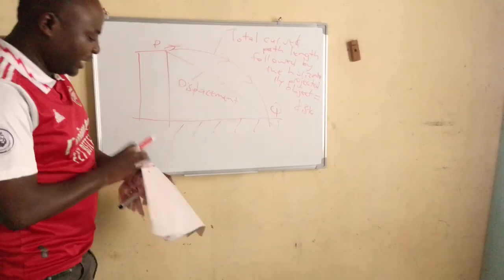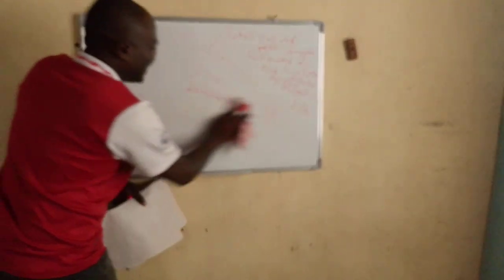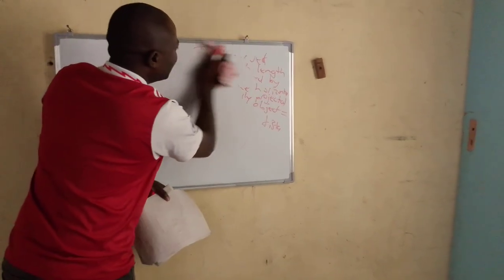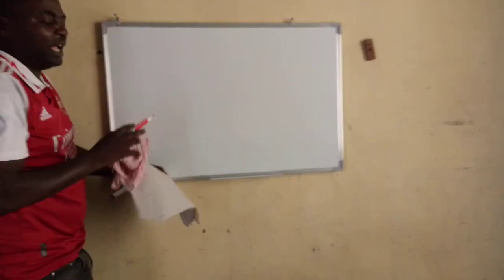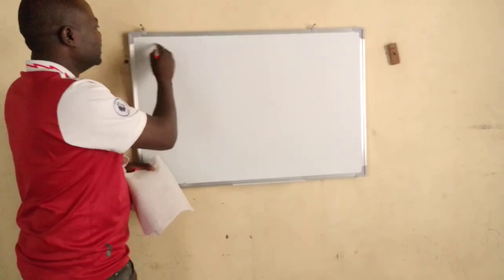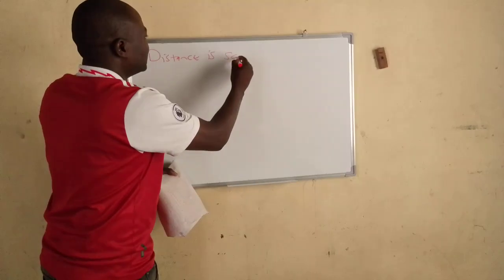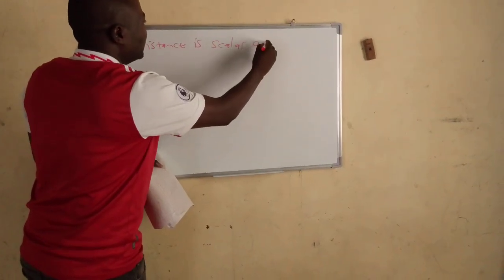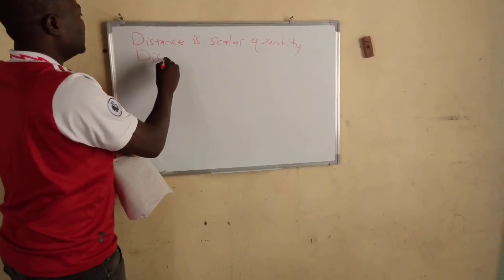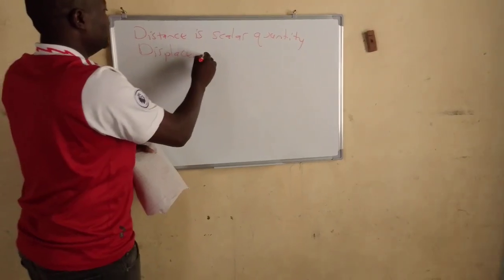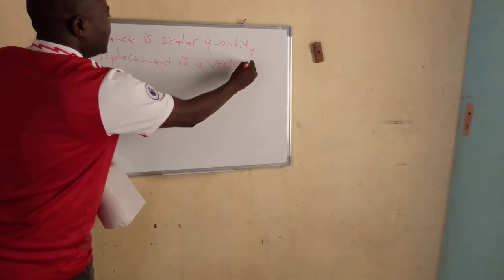Therefore, distance is a scalar quantity. Distance does not take into consideration direction. Distance is a scalar quantity. Displacement is a vector quantity.